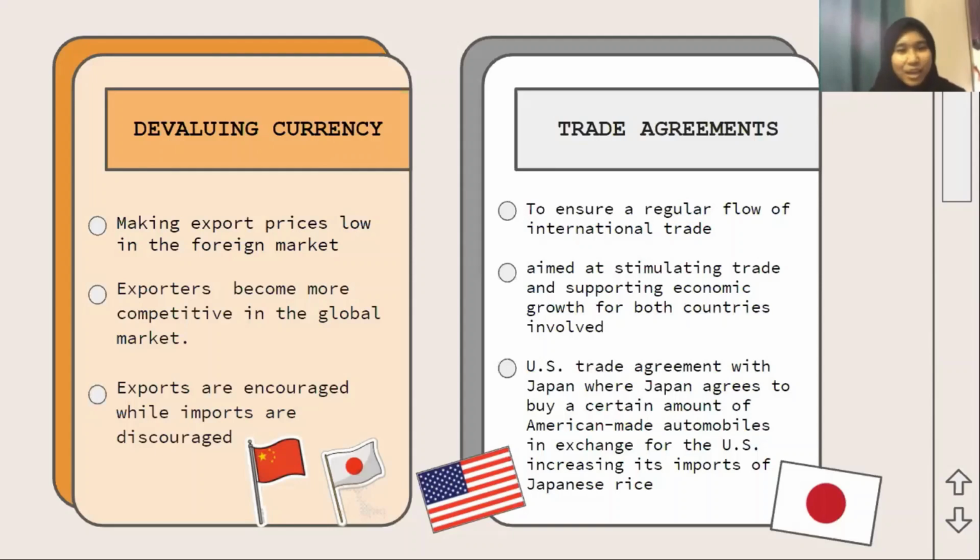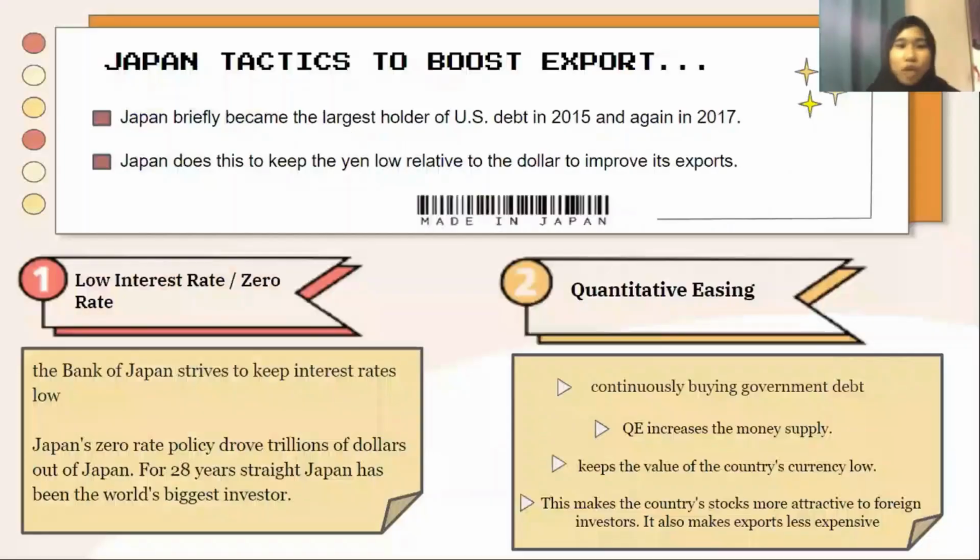For devaluing currency, I forgot to mention earlier, countries that use this method are Japan and China. So I will choose a real-world example of Japan on how they boost their export. Japan used devaluing currency. Japan briefly became the largest holder of US debt in 2015 and also in 2017. Japan does this to keep the yen low relative to the dollar to improve its export.